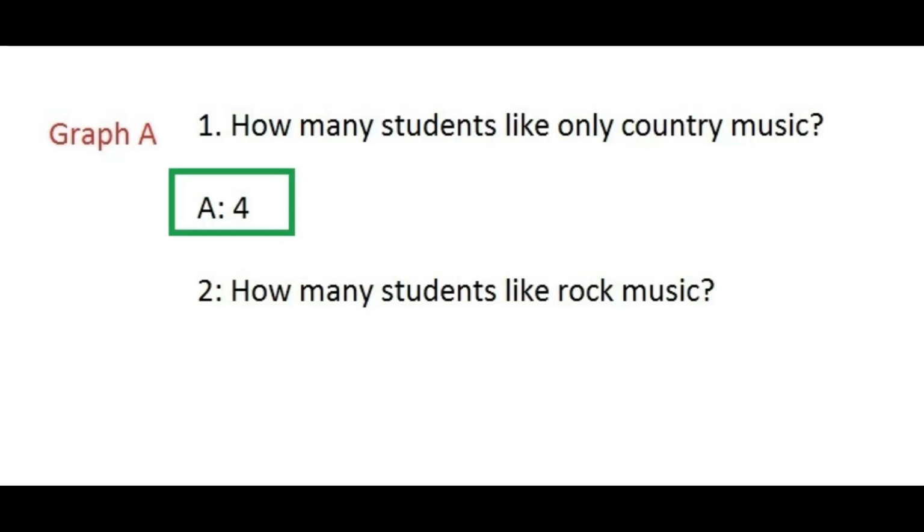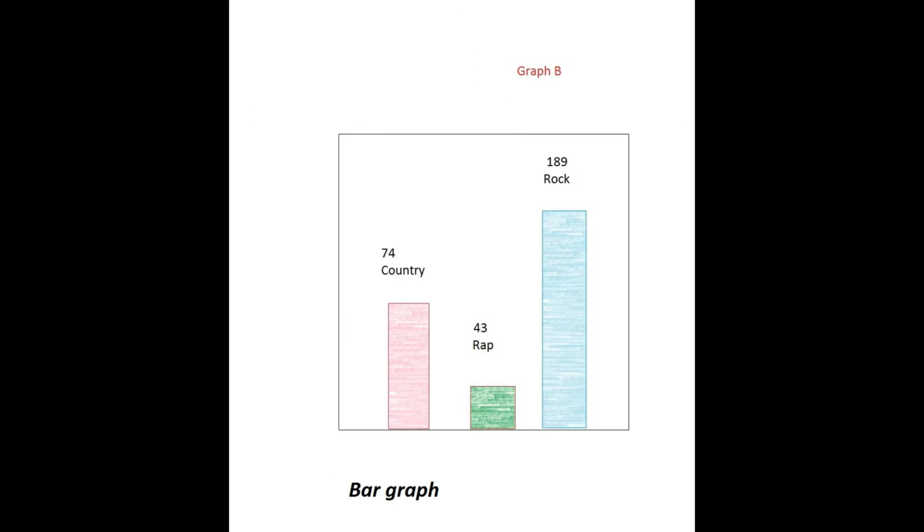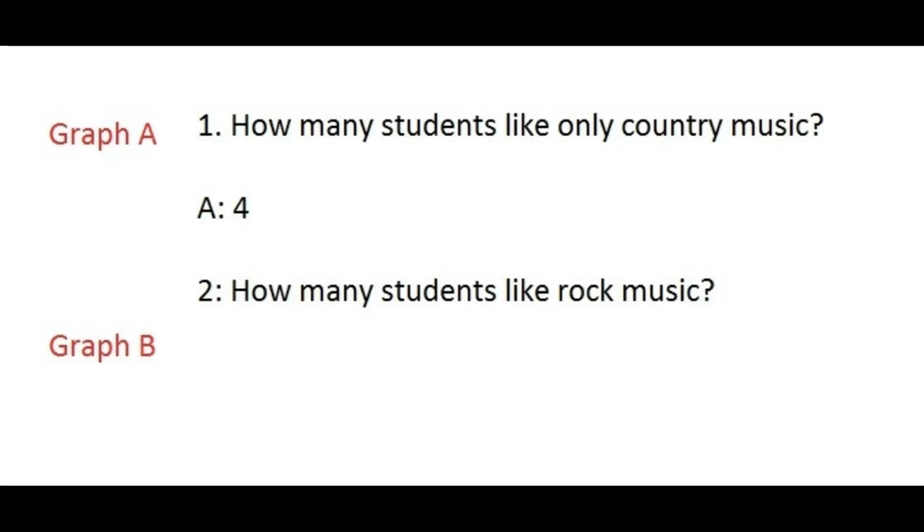All right. Now, the next one, how many students like rock music? Notice you don't see that word only in there. Since we don't need to be specific, the bar graph will do just fine. If we look here at our graph, we notice there's 74 country, 43 rap, and 189 students who like rock music. We're going to use graph B, and of course the answer here is 189. It's that simple. All right, let's move on to the next one.